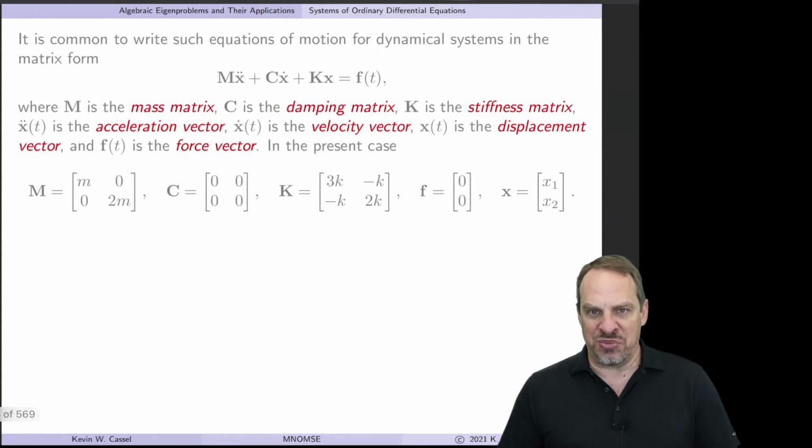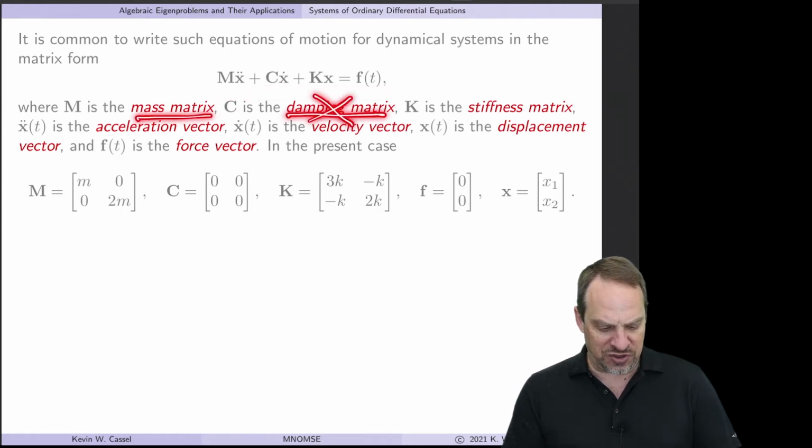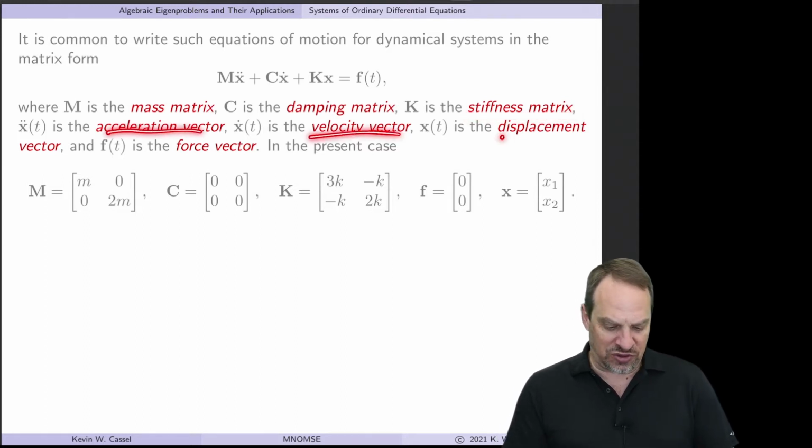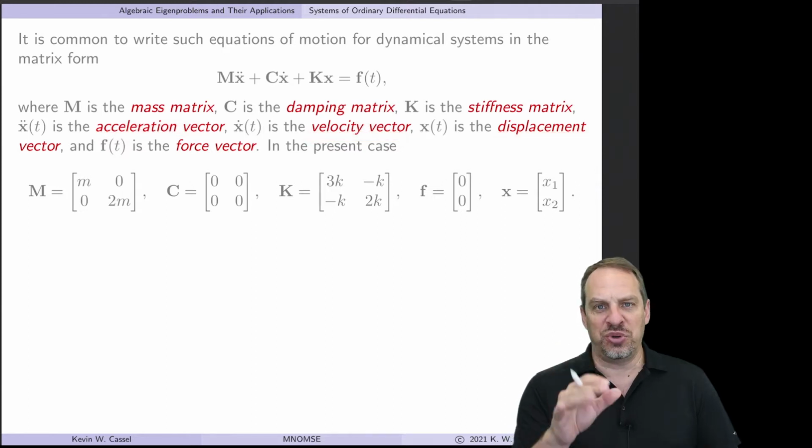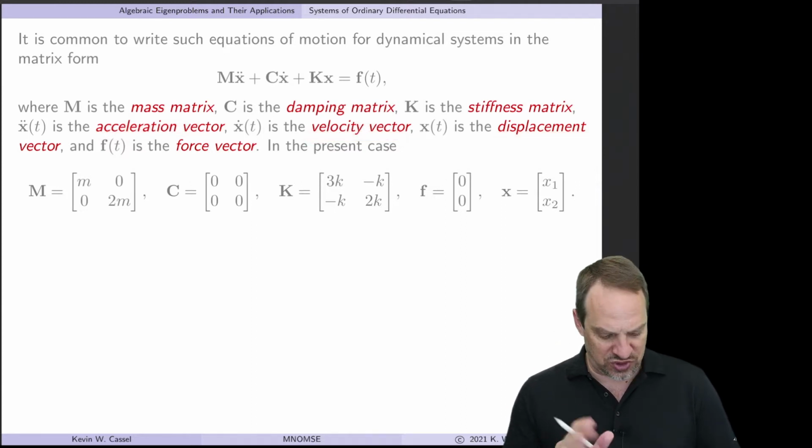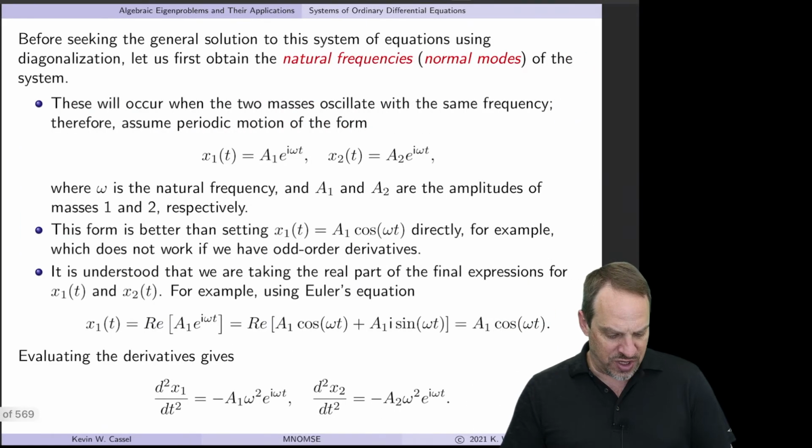We can express that in matrix form if we like, so I've given that here. We have a mass matrix, a damping matrix. There's no damping in this particular problem, a stiffness matrix which involves the k's. You have acceleration vector, velocity vector, displacement vectors, and all that. So you can put this into a general matrix form, which I'm not going to bother with for now.